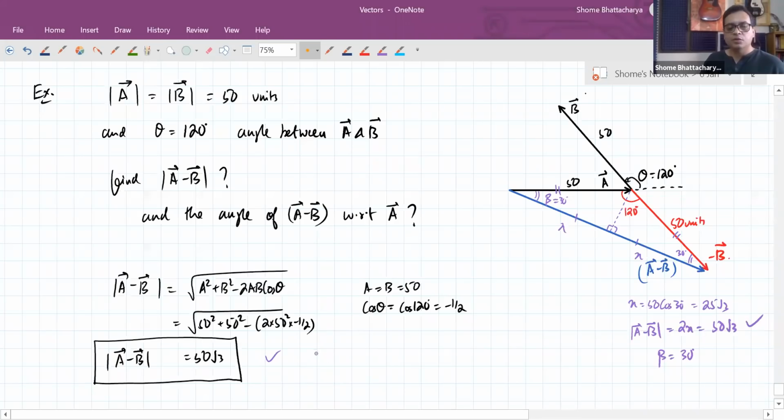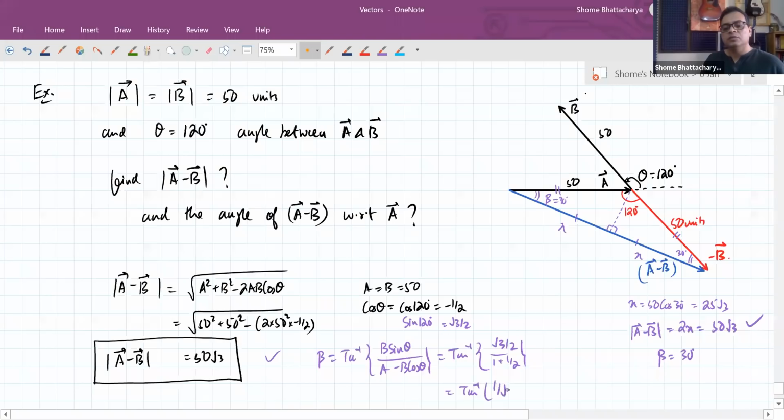So let's get that by formula also. So beta is tan inverse of b sine theta upon a minus b cos theta. So sine 120 is root 3 by 2. When you substitute this, this will become tan inverse root 3 by 2 upon 1 plus half. 50 will cancel out, so you will get tan inverse 1 by root 3, 30 degrees. So again, this checks out with the geometrical method. So this is a quick example of the application of the triangle law to subtraction of two vectors.